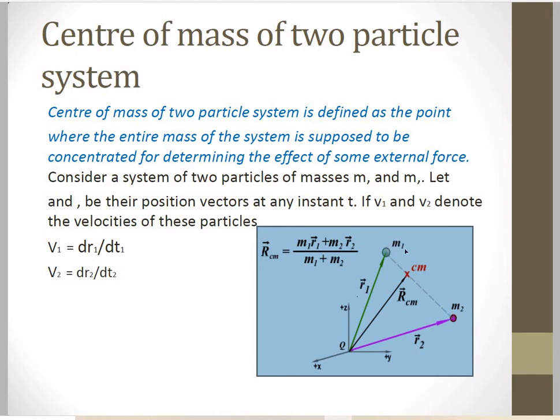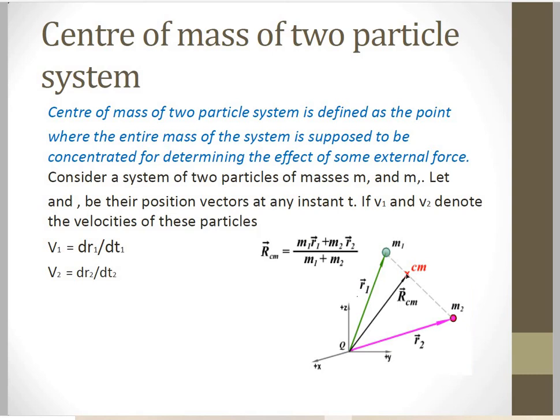So instead of studying these two masses separately, we can study the system by observing the center of mass. The center of mass of two objects m1 and m2 should always be in between these masses, somewhere between these points. Suppose this is the center of mass, and RCM is the position vector of the center of mass. The center of mass of a two particle system is defined as the point where the entire mass of the system is supposed to be concentrated for determining the effect of external forces.